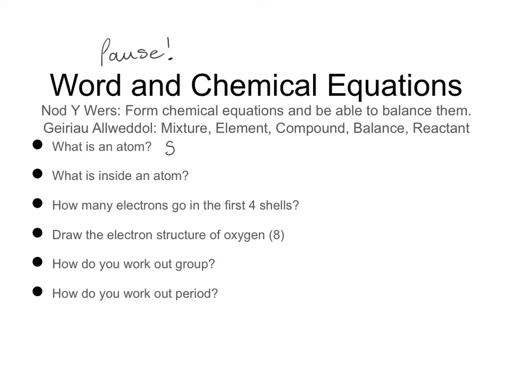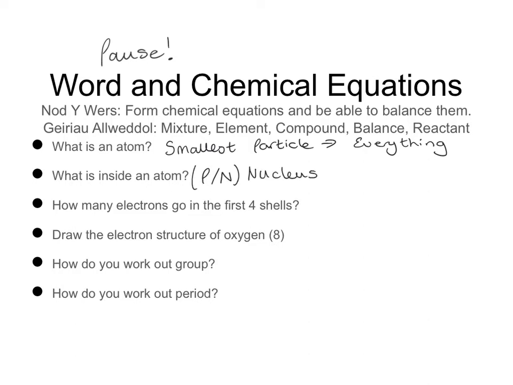So what is an atom? The smallest particle. They make up everything. What's inside an atom? So you've got your protons and your neutrons, and they're in the nucleus. And then you've got your electrons in the shell.